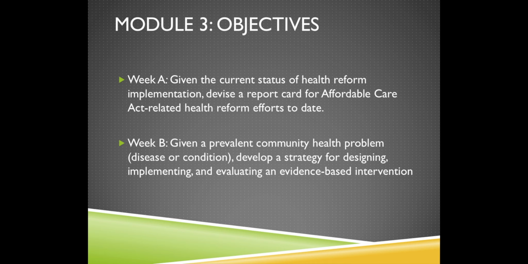So as part of our additional resources, I've included information about the changes that this administration has been able to make to the ACA. These changes were twofold so far: expanding access to skimpier insurance and scrapping federal subsidies. Our next objective is that given a prevalent community health problem, disease, or condition, develop a strategy for designing, implementing, and evaluating an evidence-based intervention.